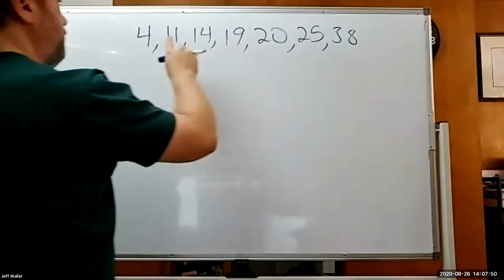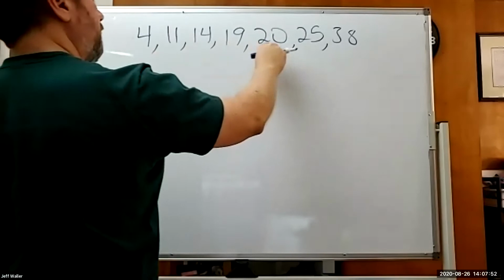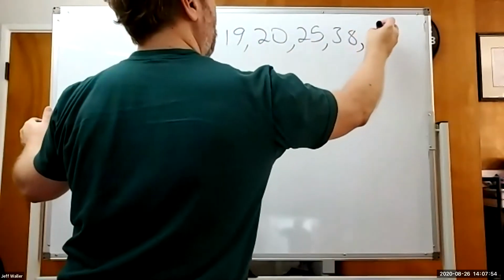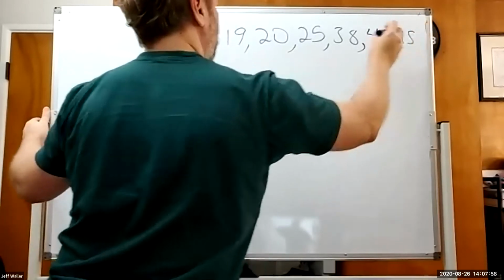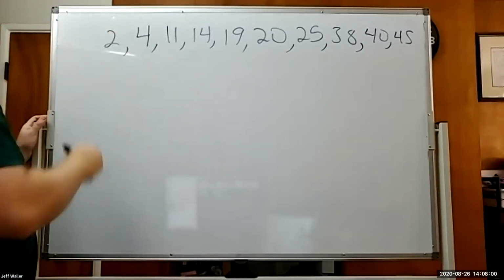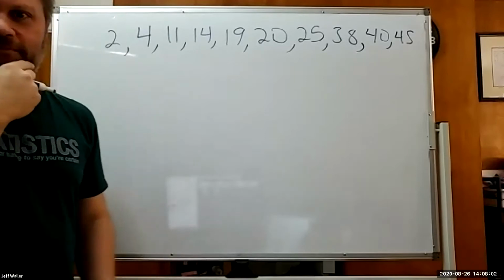Oh, Jeff, did you give yourself enough room? 1, 2, 3, 4, 5, 6, 7. All right, you guys are going to hate me. 8, 9. Can you go back here and make this a 2? Put a 2 first.